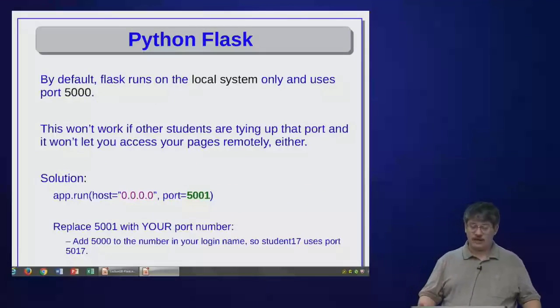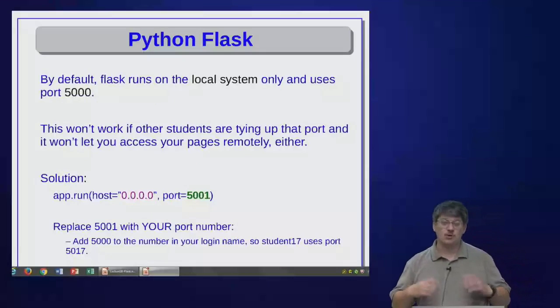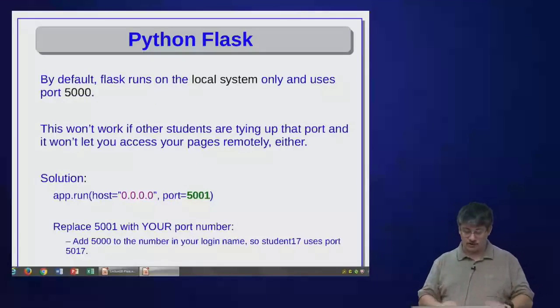So by default, Flask runs on the local system only. It's only accessible if you're on the server. And it uses port 5000. The reason for that is that this is a good setup for testing. If I'm testing a web page, I want to be able to access it, but I don't want other people to log into it yet because I'm not done, it's not production ready.